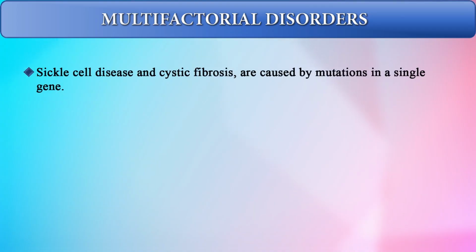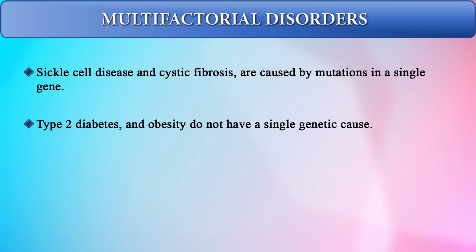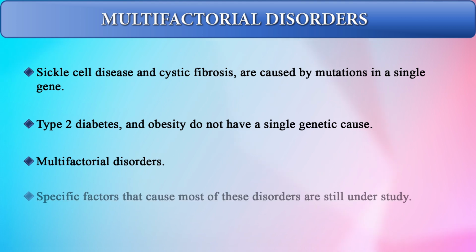Multifactorial disorders. We have sickle cell disease and cystic fibrosis, which are caused by mutations in a single gene. Type 2 diabetes and obesity do not have a single genetic cause, but they are multifactorial disorders. Specific factors that cause most of these disorders are still under study.